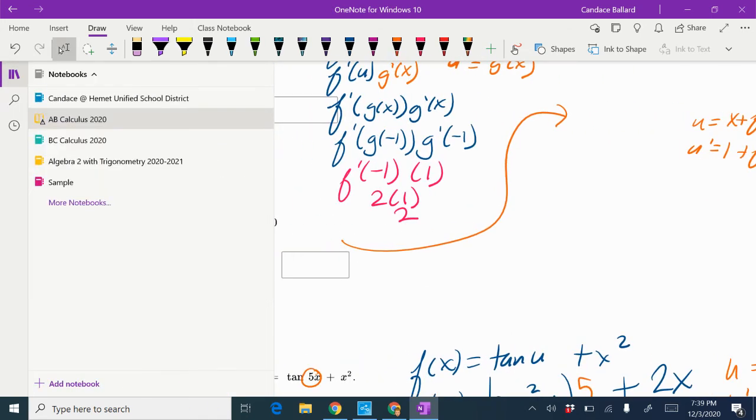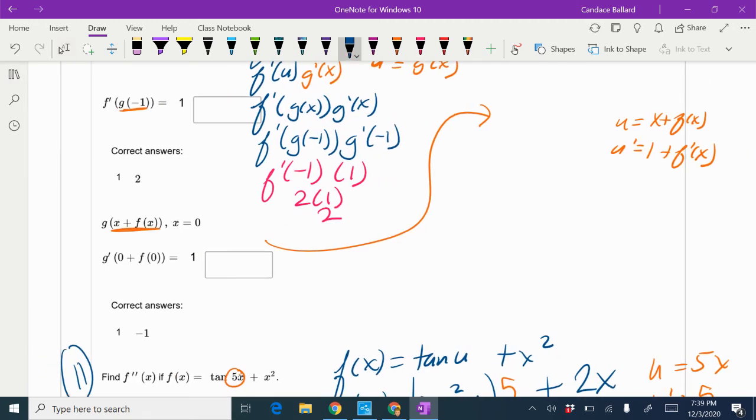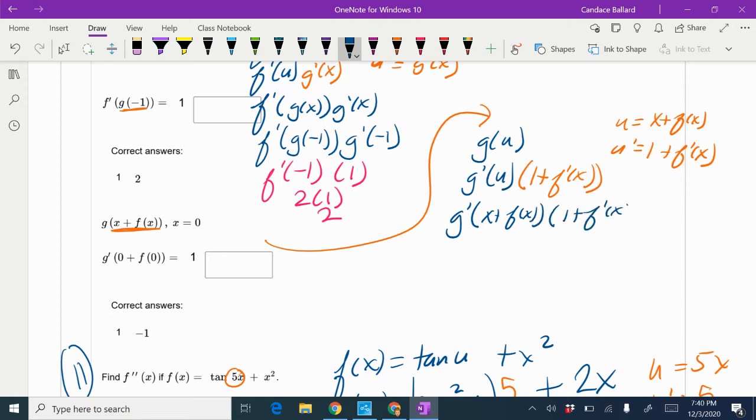I'm going to do my substitution, which would be g of u. So g prime of u is the derivative, times the inside function 1 plus f prime of x. And then we're going to substitute in x plus f of x times 1 plus f prime of x. And now we're going to plug that 0 in. We're just following the rules every time.